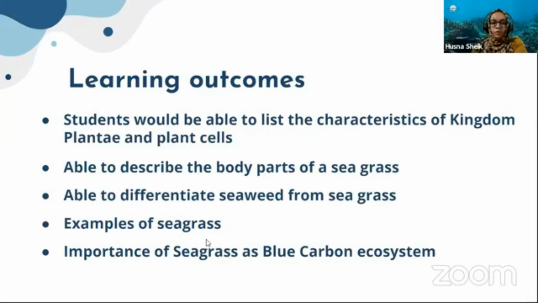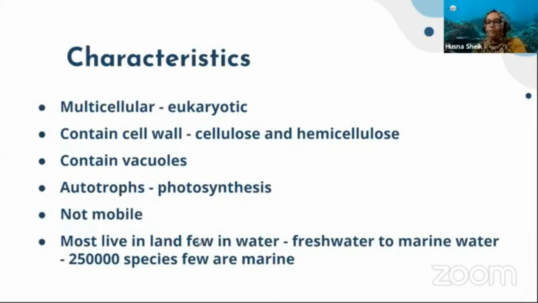So let's move to the characteristics of Plantae. We know that plants are multicellular and eukaryotic, and they contain a cell wall, mostly consisting of cellulose and hemicellulose. Also in the cell, they contain a large vacuole, and they are autotrophs. They carry photosynthetic pigments in the chloroplast, and they do photosynthesis. And they are not moving; they are attached to one place.